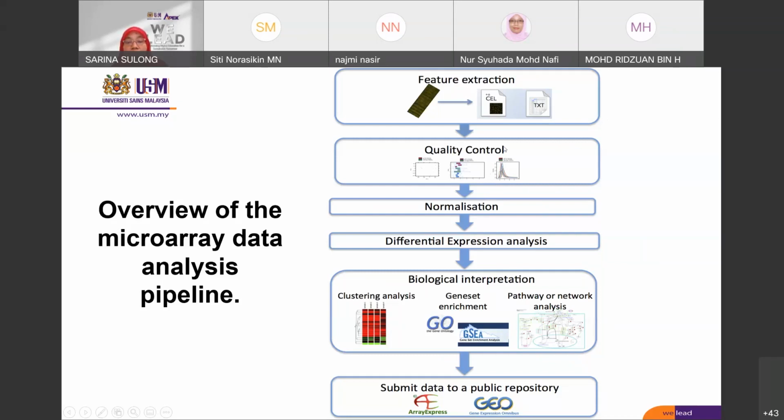If not, because there is a certain value, a certain point that you have to consider whether your samples pass the quality control or not. And then you can do the normalization, and then the differential expression analysis, to see whether the genes are upregulated or downregulated based on the clustering. And then you can do the clustering analysis, and then the gene set enrichment based on gene ontology. And then of course you can do the pathway or network analysis, and then you can submit data to a public repository for data sharing.